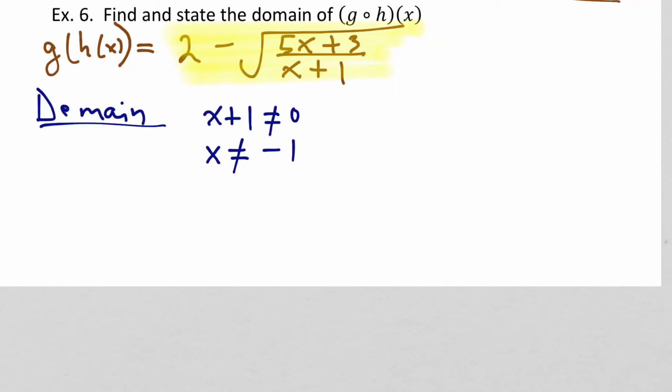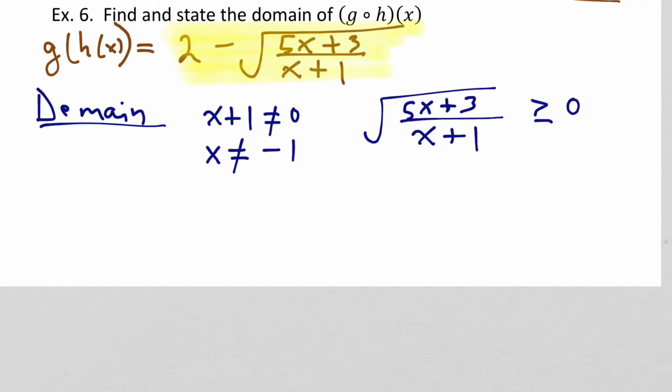And then I've also got a radical. So that means I've got the whole radical itself, 5x plus 3 over x plus 1, the square root of all that, must be either 0 or positive. Okay, now a sign diagram will come in handy for this. So let's make a sign diagram to figure out where this function is positive, all right, or 0. So let's go ahead and do this.